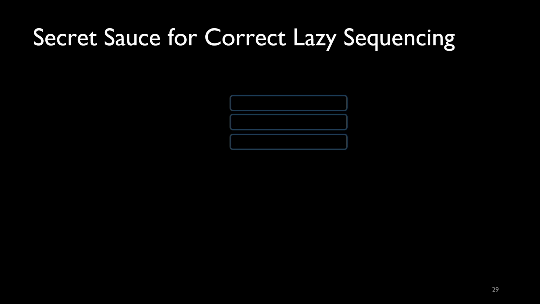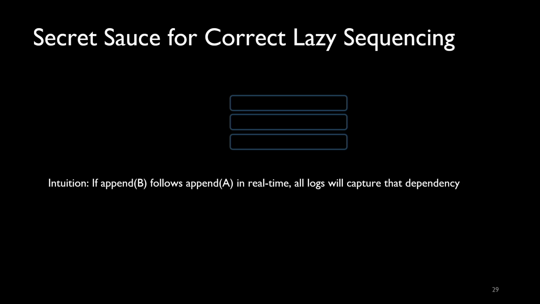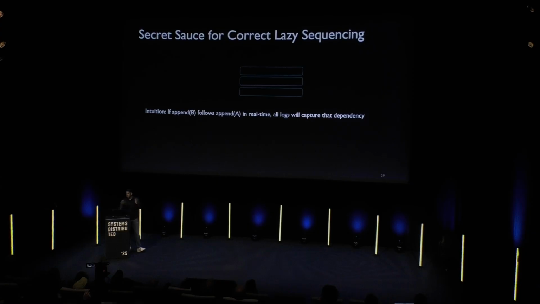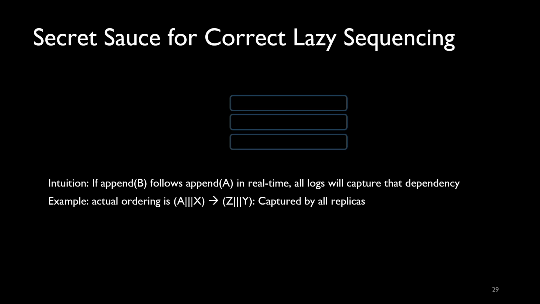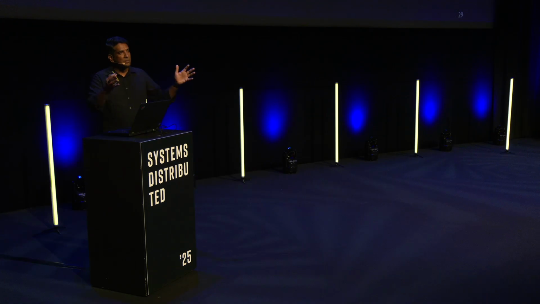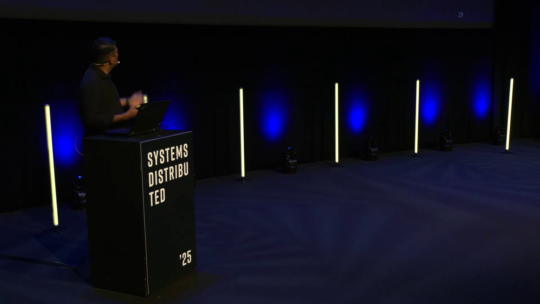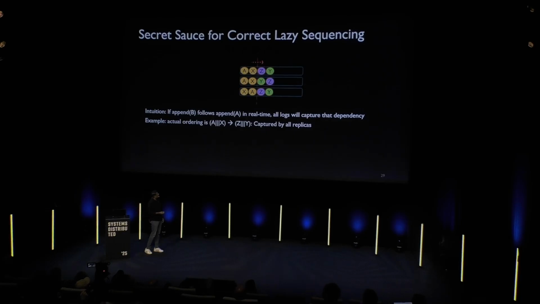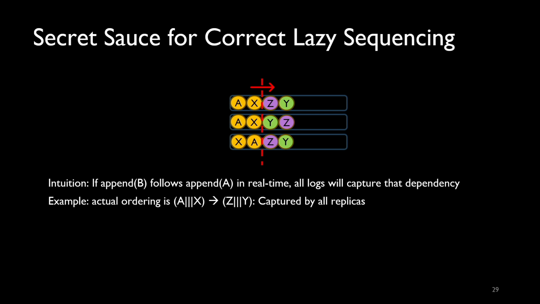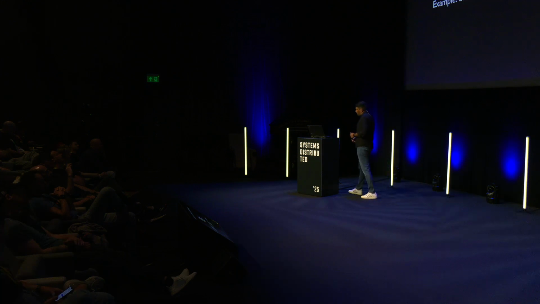So here is the secret sauce for doing the correct lazy sequencing. The intuition is that if append B follows append A in real time, which is B starts after append A completes, then all logs will naturally capture that dependency. Let's see this with an example. Let's say there are 4 records, and records A and X are concurrent. After that concurrent pair is finished, there is another concurrent pair, which is Z and Y. This ordering is naturally captured in all the logs, because once you finish, that is when you start the next command. That is the definition of happens after, right? So this is naturally captured in the metadata replicas.